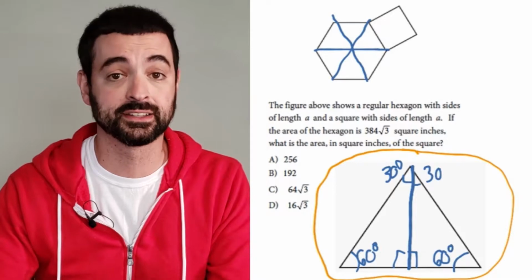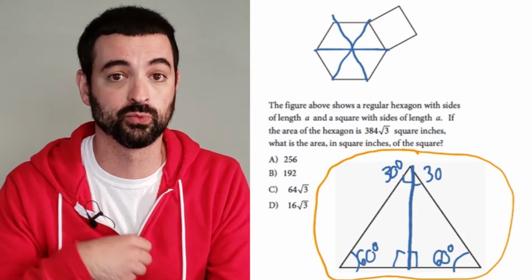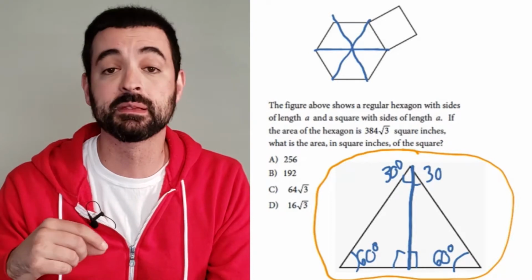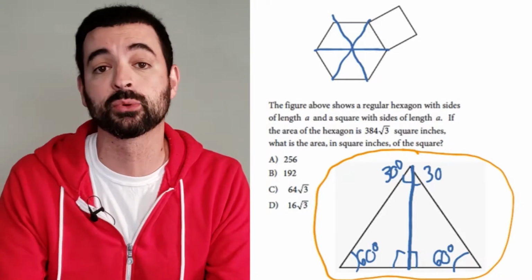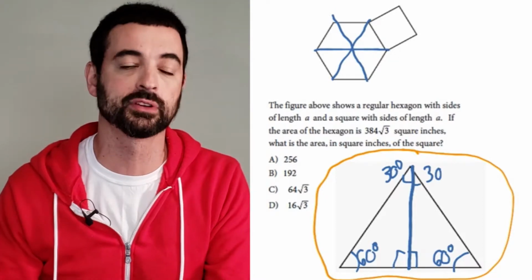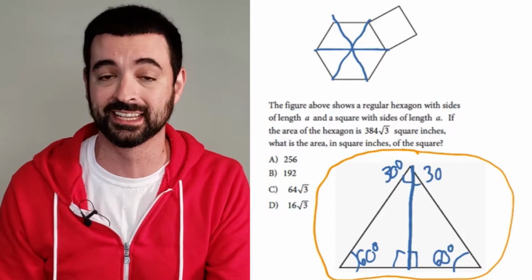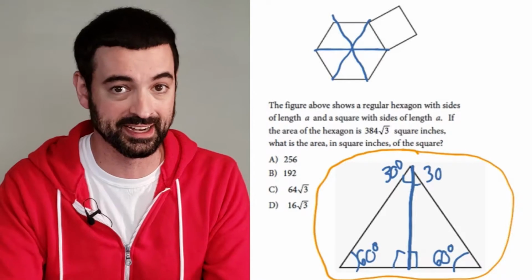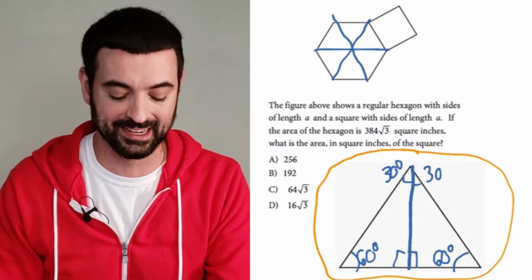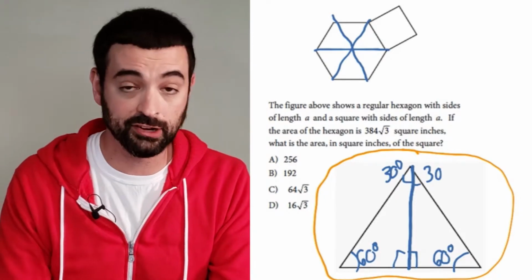That feels like a lot to know. So here's what you maybe want to keep in mind. Hexagons can be made into equilateral triangles, and equilateral triangles can be made into 30, 60, 90s. That is sort of skill specific to the SAT. So if you think you're looking at a hexagon, probably means they want you to turn that into 30, 60, 90s. Here's what we know.